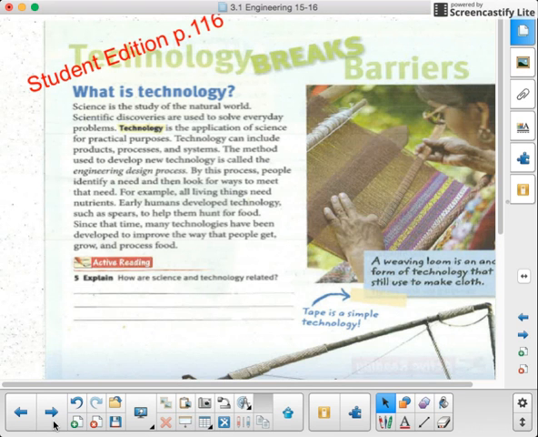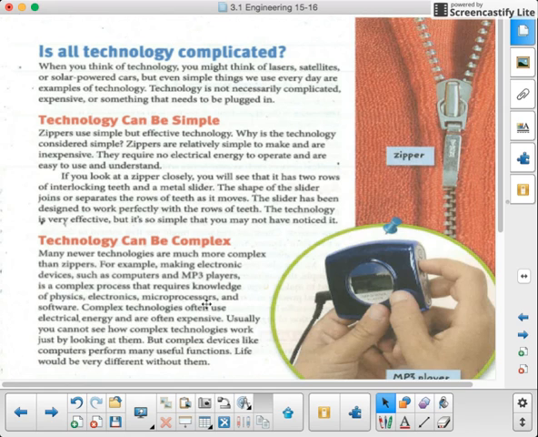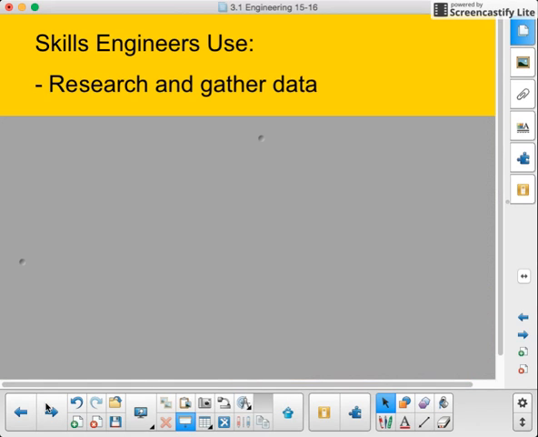We read 2 pages in the student edition, so you can find these in Think Central. Open up the student edition and go to page 116. That's typed up at the top. We read about technology on page 116 and then how it can be either simple or complex on page 117.